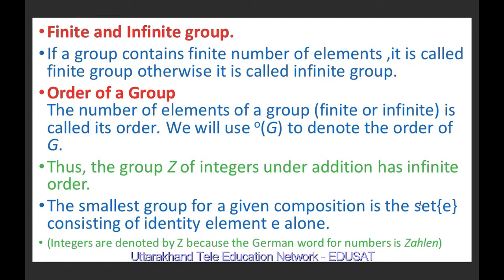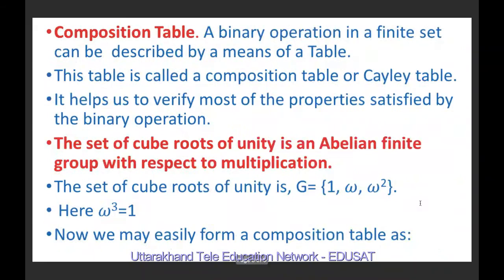Now the order of a group. The number of elements of a group is called its order. For example, the group of integers under addition has infinite order because the number of elements in the group of integers under addition is infinite. The smallest group for a given composition is the set E. It contains only the identity element.